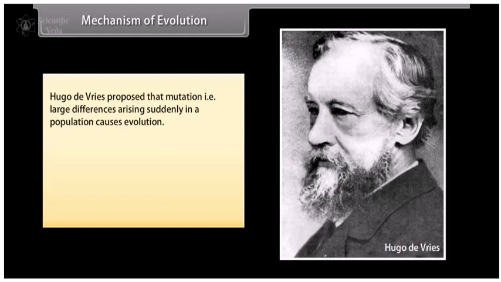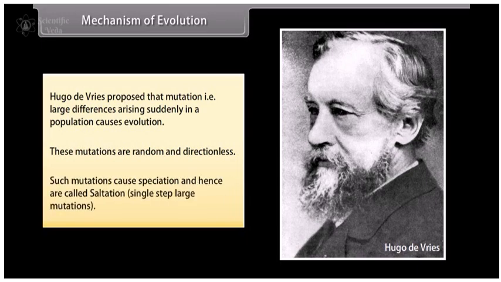Mechanism of evolution. Hugo de Vries proposed the mutation, that is, large differences arising suddenly in a population causes evolution. These mutations are random and directionless. Such mutations cause speciation, and hence are called saltation, that is, single-step large mutations.